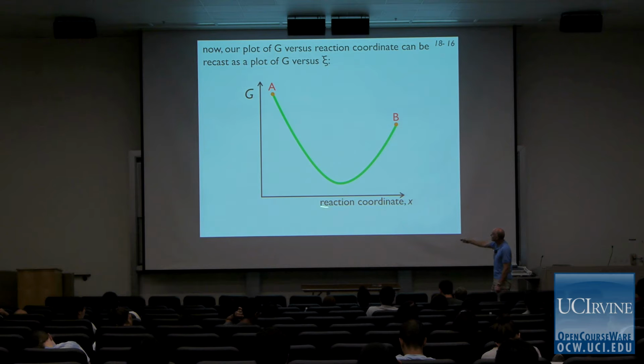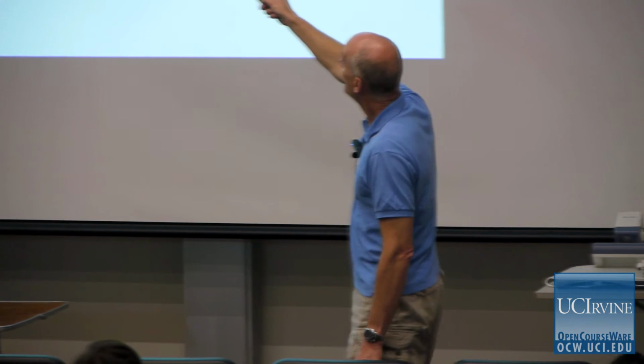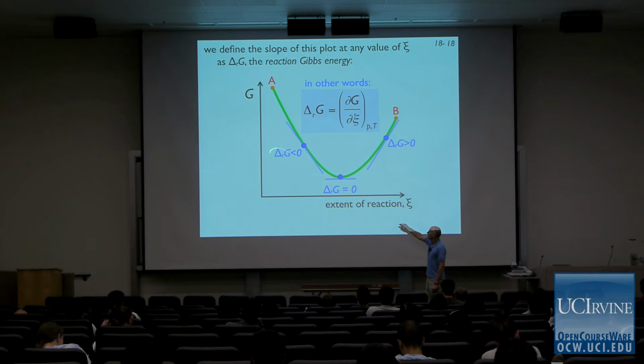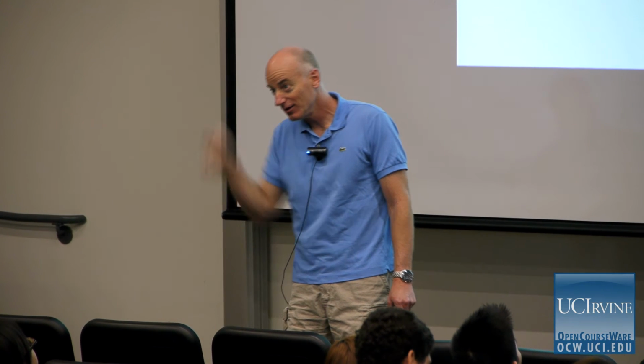And so we can recast our Gibbs energy versus reaction progress plot. Instead of having a reaction coordinate here, we can call it the extent of reaction. And what we pointed out is that the slope of this plot at any value of this E is the reaction Gibbs energy. Now you see this delta here? We don't say that. We just call it the reaction Gibbs energy. But when you say the reaction Gibbs energy, you write the delta sub R.